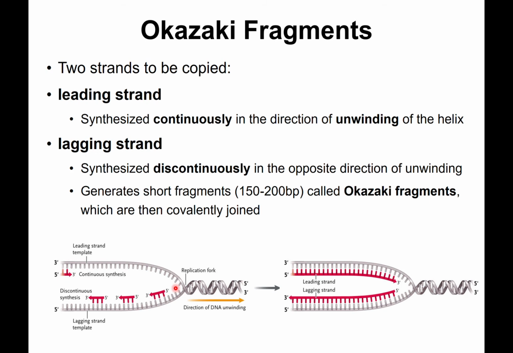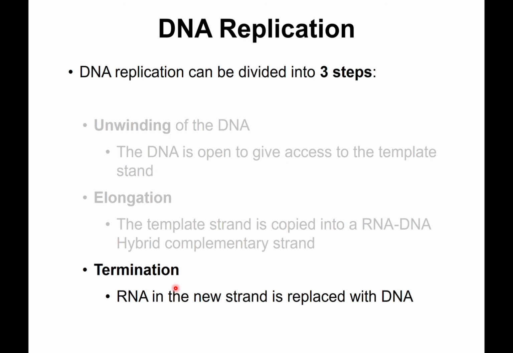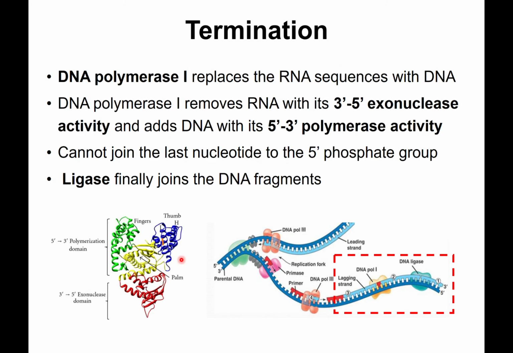That would not work. You can't pass it to the next generation. You need to replace these RNA molecules, and this is what is done in the last phase, the termination. How is this done? This is done by a different type of polymerase called DNA polymerase 1. It's different from DNA polymerase 3. DNA polymerase 3 is the one that extends these RNA primers, keeps going.